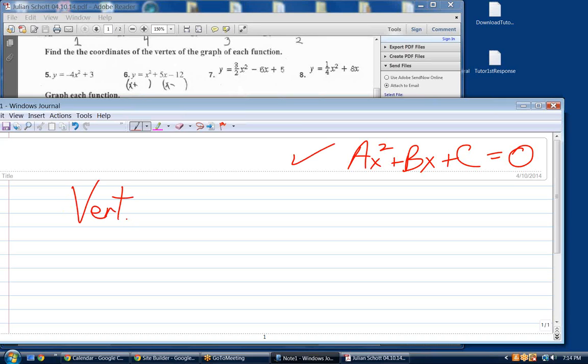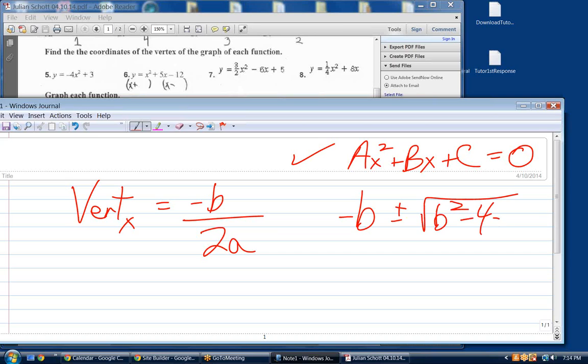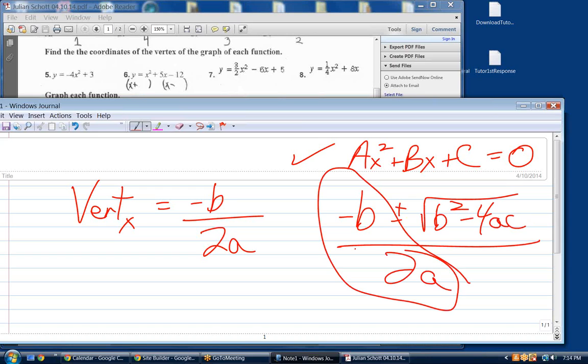What's the formula for the x-coordinate of the vertex? It's the first half of the quadratic: minus b. Just b. Remember, over 2a. Here's the quadratic. Let's review all of these. What's the first half? Minus b over 2a. That's the x-coordinate of the vertex.